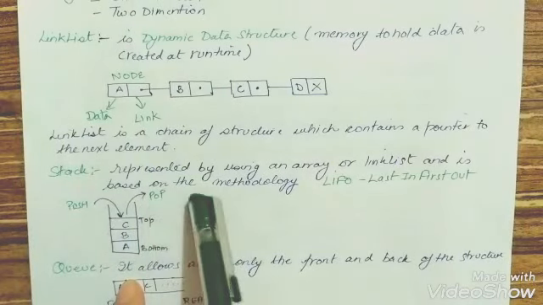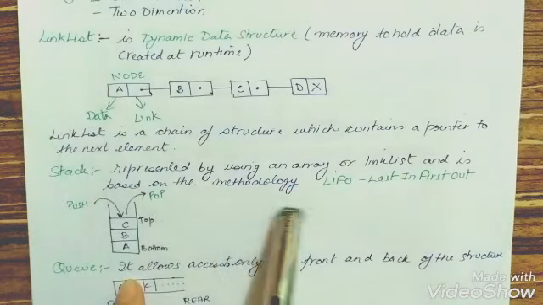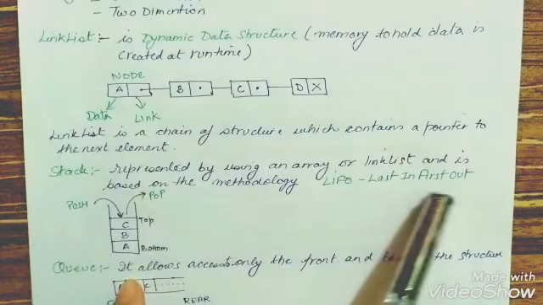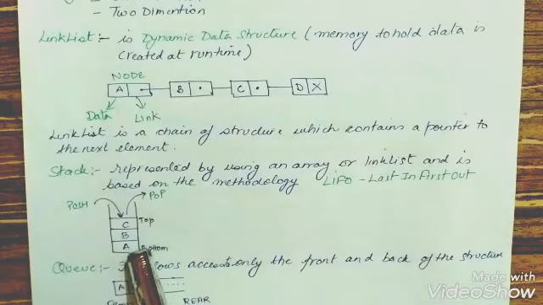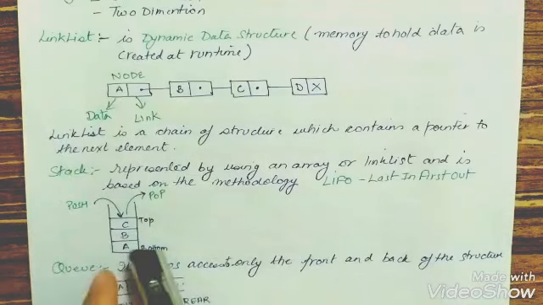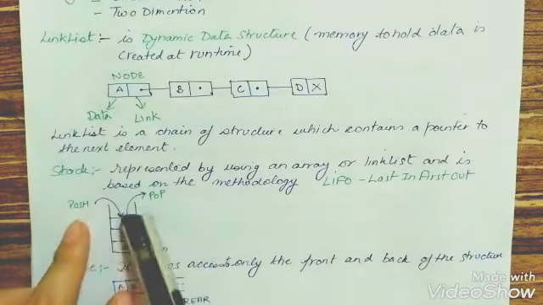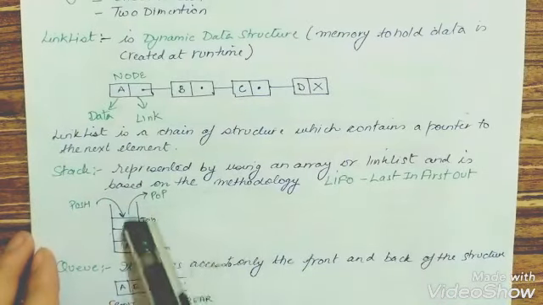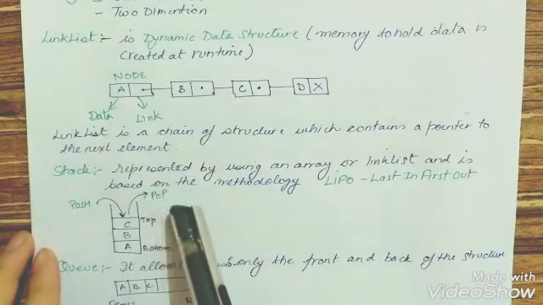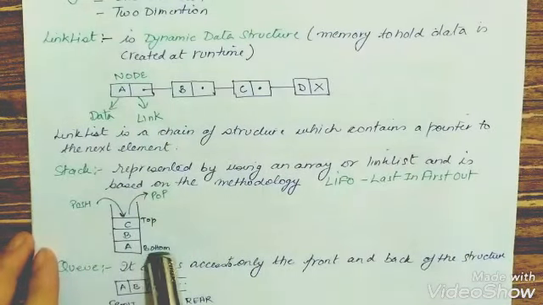Fine. So a stack is represented by an array or a linked list and is based on the methodology of last in, first out. So what do we mean? The data element which is entering last will be the first one to move out of the stack. And to do these operations, we have push and pop. Push means inserting elements into the stack, and pop means removing or deleting elements from the stack. So this becomes our top of the stack, and over here it is the bottom.